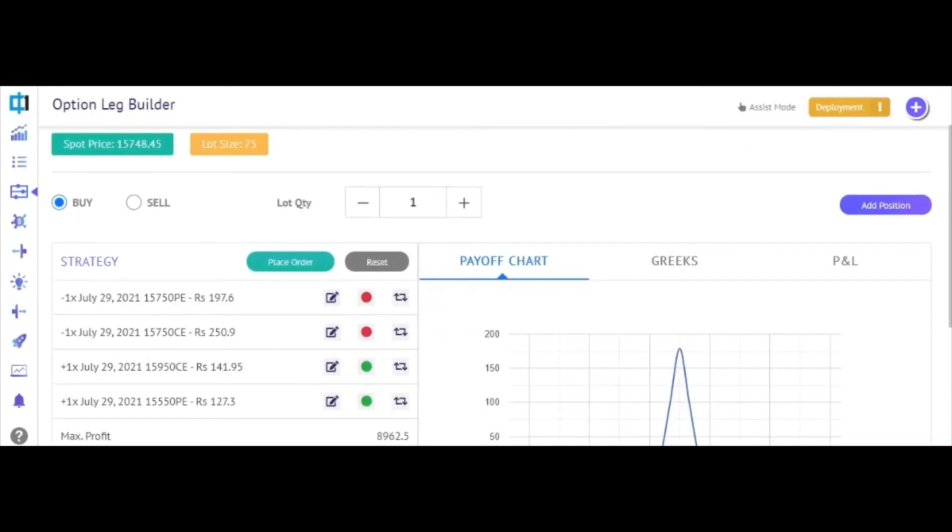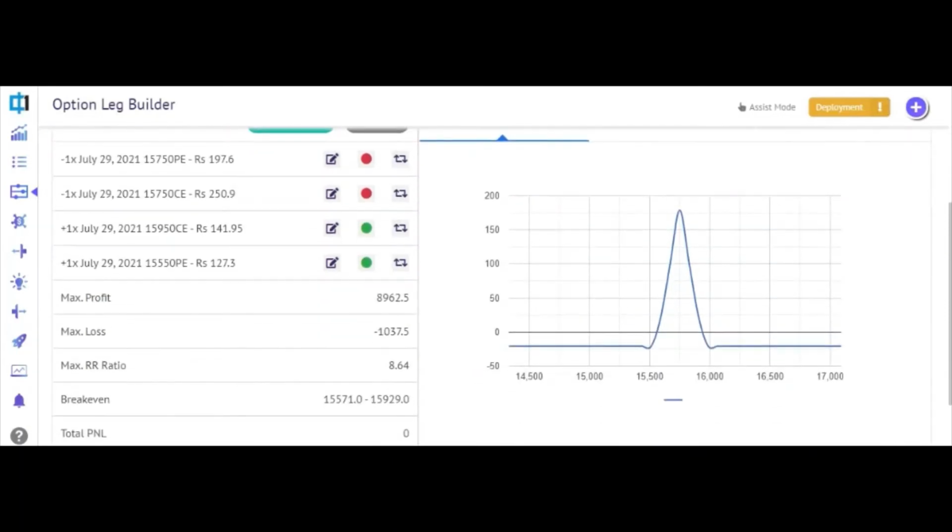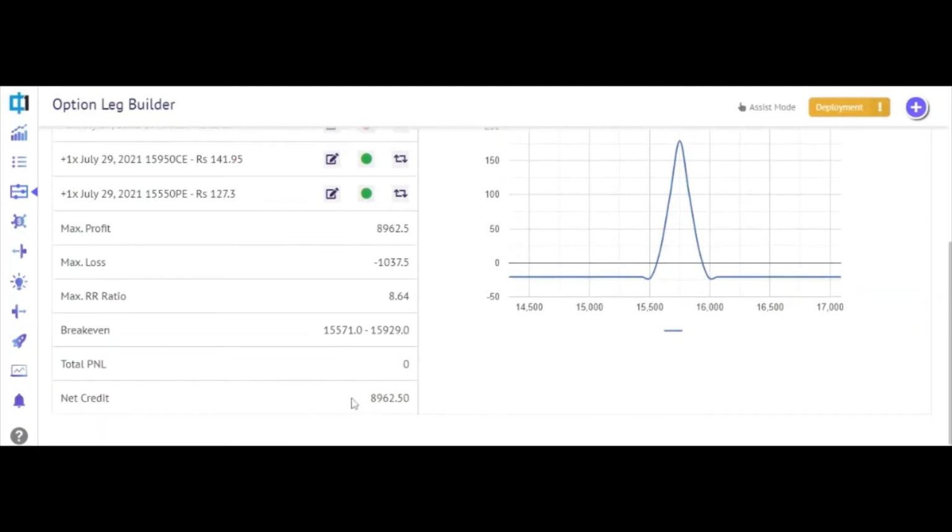Similarly, you can create a strangle, a straddle, iron condor, or any arbitrary composite option strategy. Now we can see our payoff diagram, which is a sum total of all my individual positions. So I know my maximum profit, I know my maximum loss, I know my break-even points, and my net credit is the amount of premium that I've collected minus what I had paid for the covers.